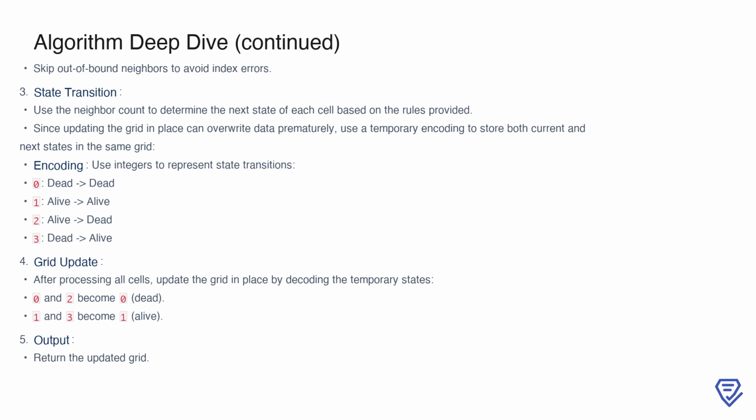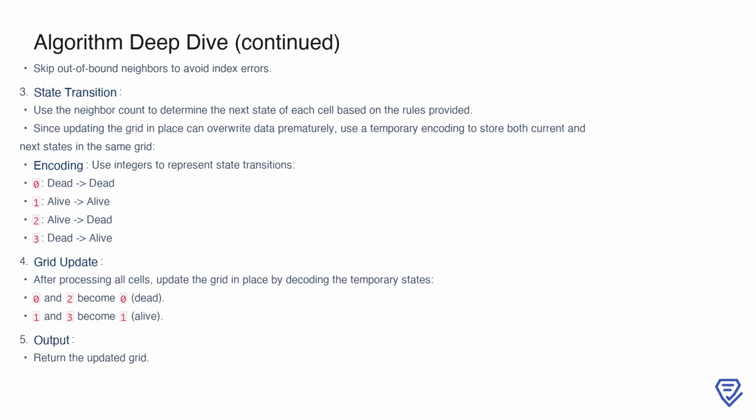This encoding works as follows: if a cell transitions from dead to dead, it remains 0, and if it stays alive, it remains 1. If a live cell dies, it is temporarily marked as 2, and if a dead cell comes to life, it is temporarily marked as 3. After processing all cells, we decode these temporary states to finalize the grid update.